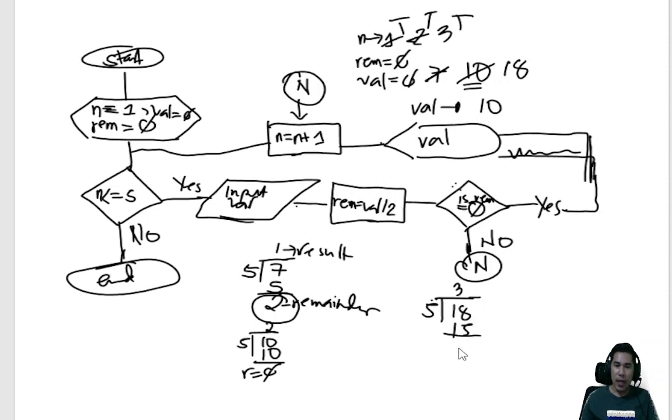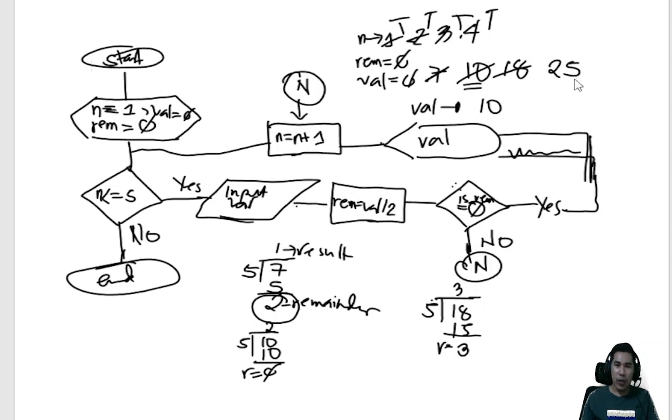18 minus 15 is actually 3. So this is your remainder. So in your case, is remainder equal to 0? No. Therefore, it goes directly to n equal to n plus 1. It's false, so we increment 3 to 4. So now, 4 is less than or equal to 5. That's actually true. And then we input a value for val. Let's say the user inputs 25.